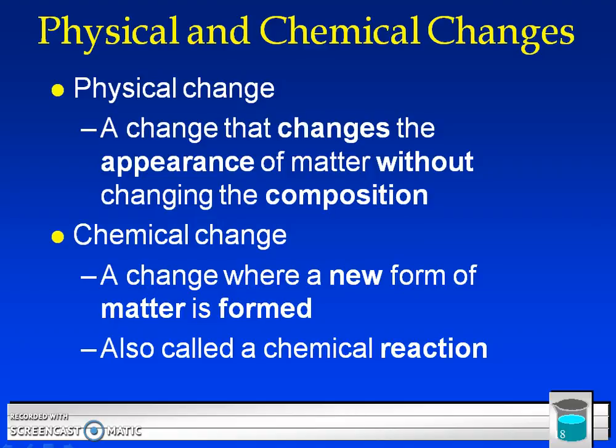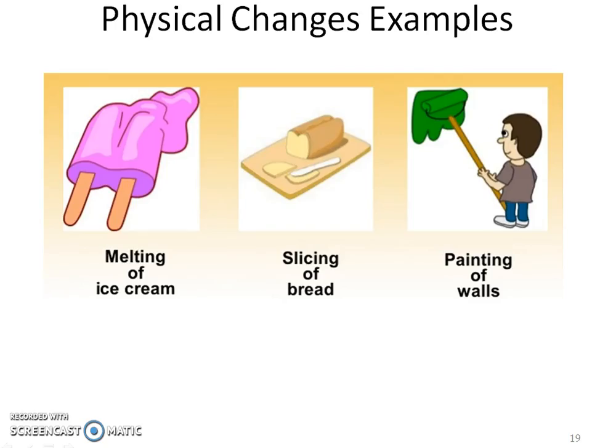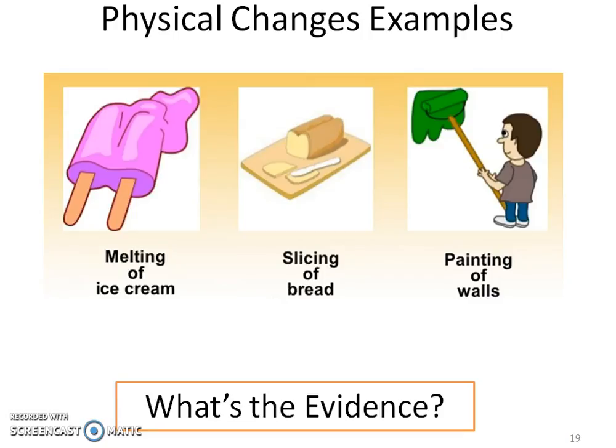So in your notes packet, physical change versus a chemical change. Now a physical change, all you're changing is the appearance of that piece of matter. Whereas a chemical change, you're forming a new substance, and that's why we also call this a chemical reaction. So if we look at these examples of physical changes, melting of ice cream, slicing of bread, painting of walls, what would be the evidence that it's a physical change?